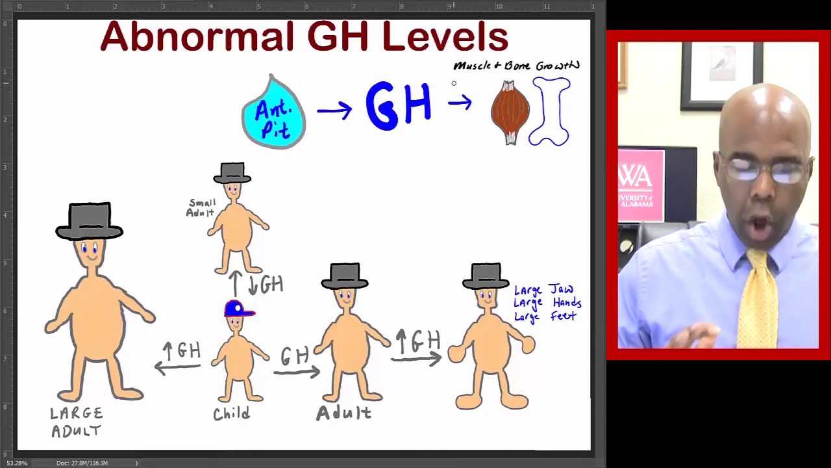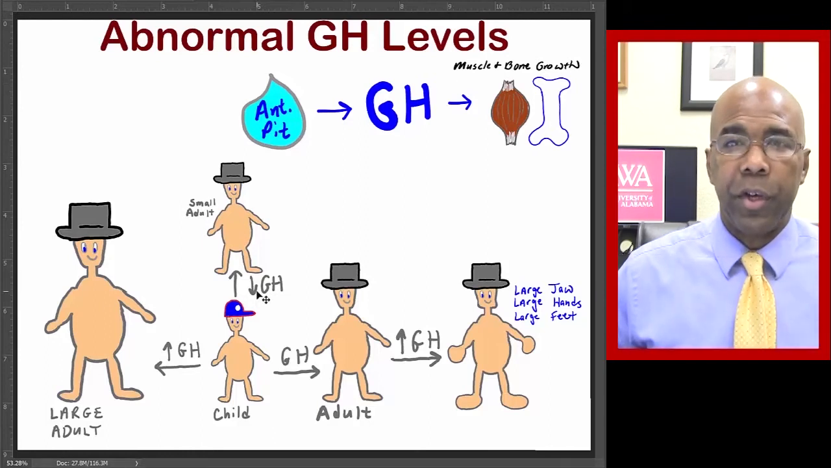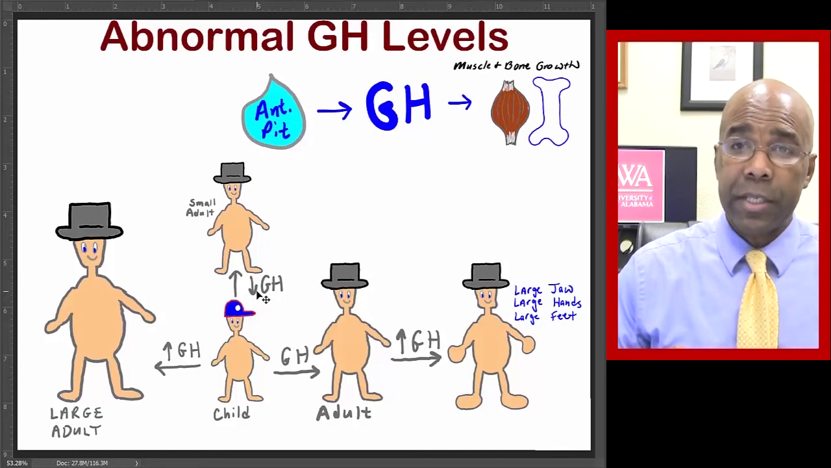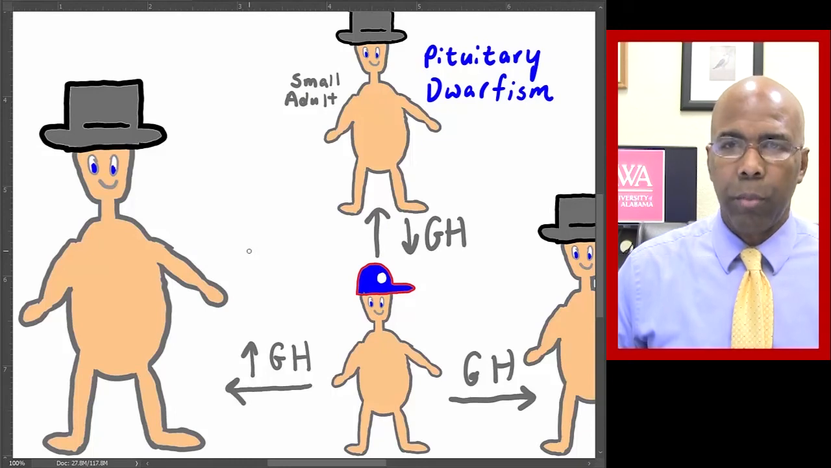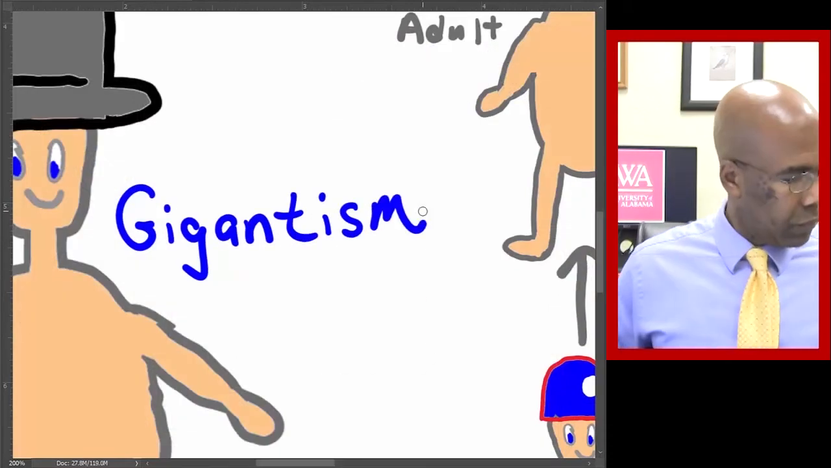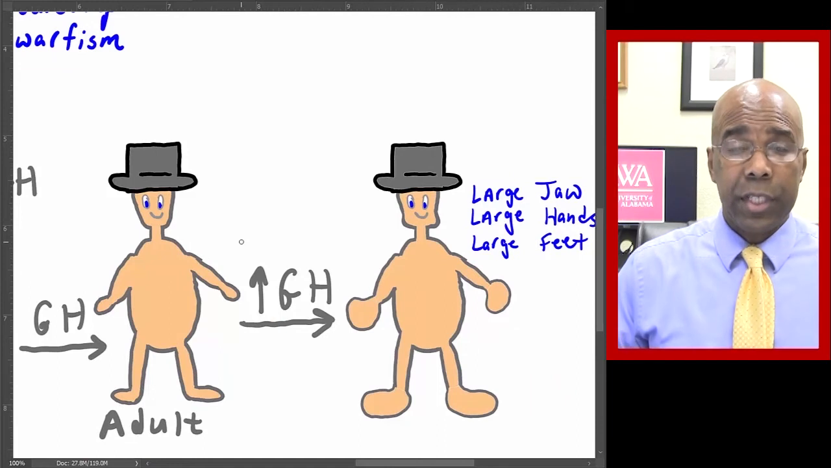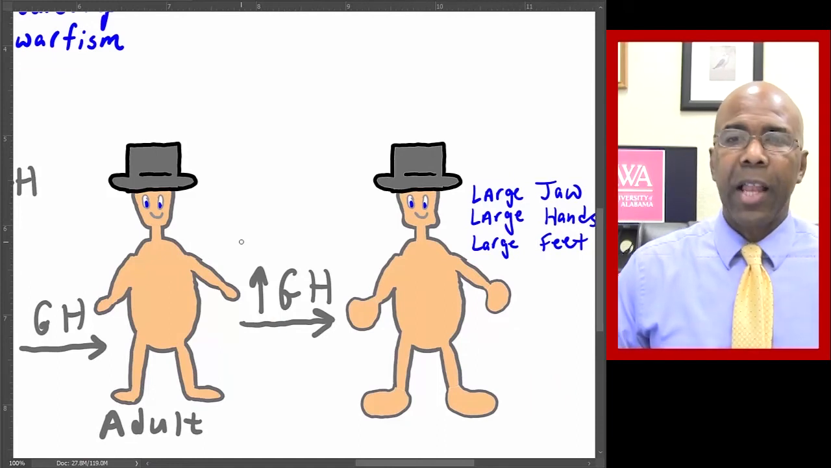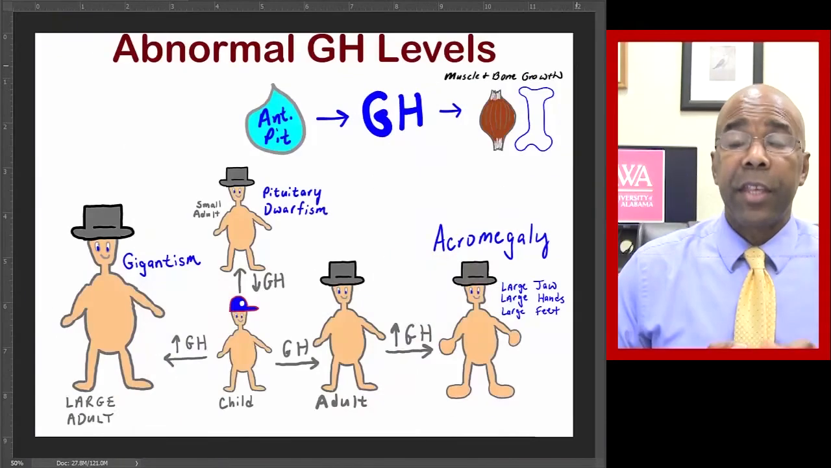And so now that we've indicated all of the features, let's identify these conditions. The first one here, where there's an insufficient level of growth hormone, this condition is known as pituitary dwarfism. The second condition, where there's excess growth hormone, this pathology is known as gigantism. In our last condition, where the adult is exposed to excess growth hormone, this pathology is known as acromegaly. And these are our 3 pathologies associated with abnormal levels of growth hormone.